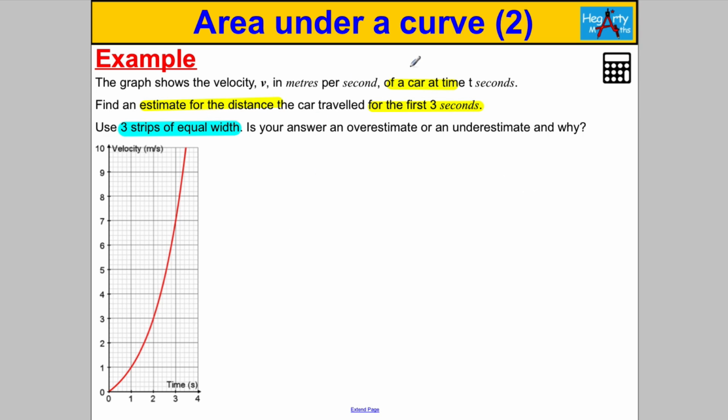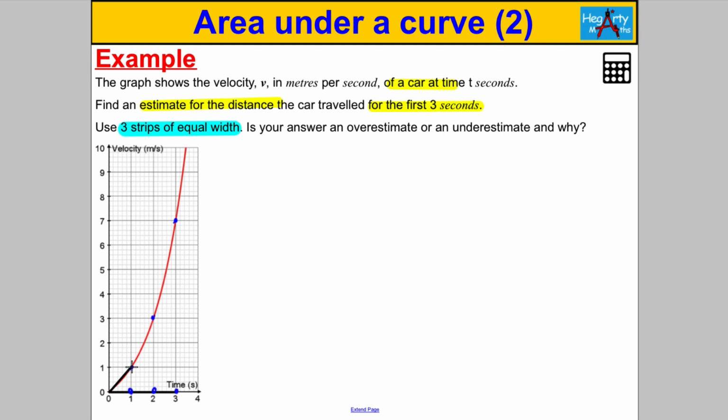So we are trying to work out the distance for the first 3 seconds, so that's between here and here, and we're asked to use 3 equal strips. So we'll have a strip at time is 1, a strip at time is 2, and a strip at time is 3. And we're going to use this trapezium rule. So we're going to mark our point there, mark a point there, and mark a point there. And we're going to draw in triangles and trapezia to fit.